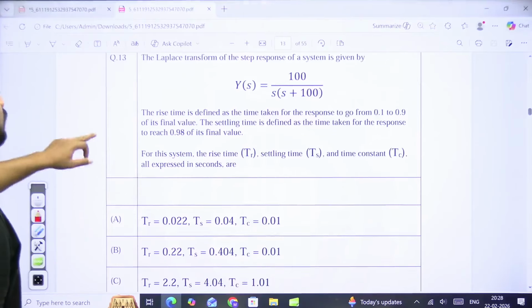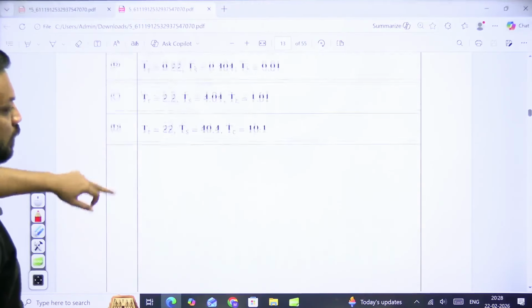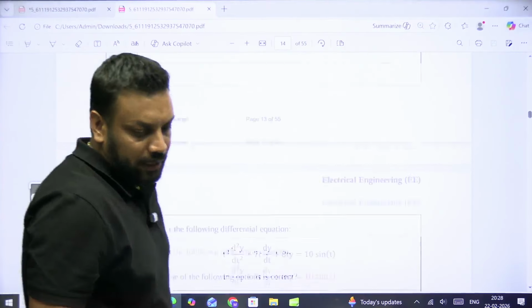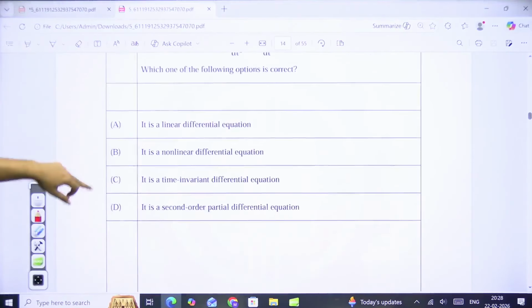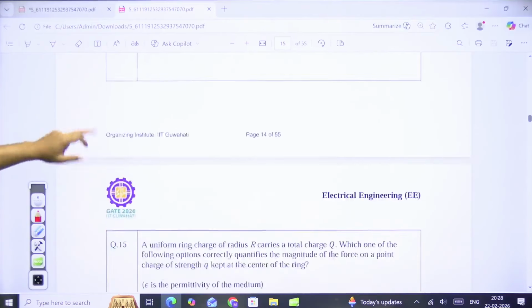Now guys, let's solve the next question. Question number 13 we completed. Let's see where we have the next control system question. Question number 29. I just noted it so that we can save time.